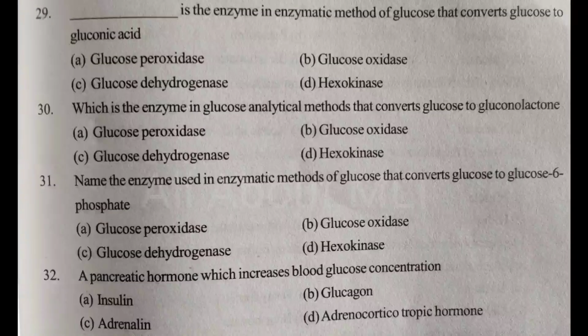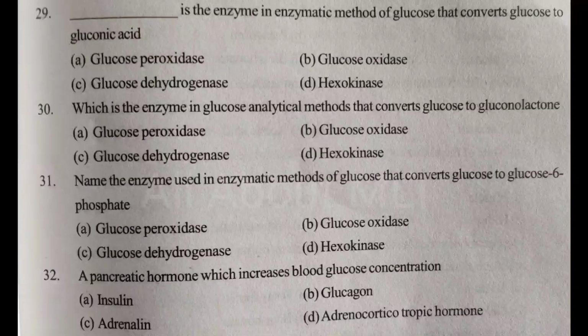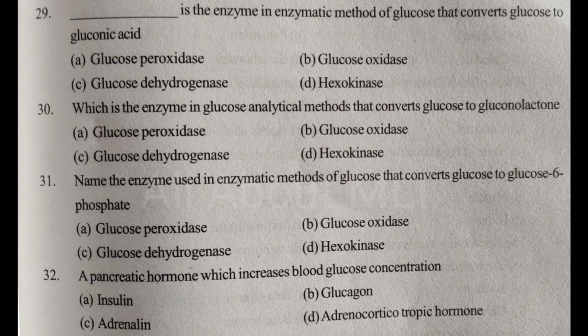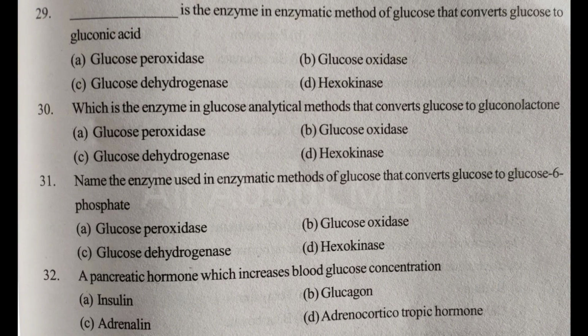A pancreatic hormone which increases blood glucose concentration. Option A, insulin. Option B, glucagon. Option C, adrenaline. Option D, adrenocorticotropic hormone. Answer is option B, glucagon.